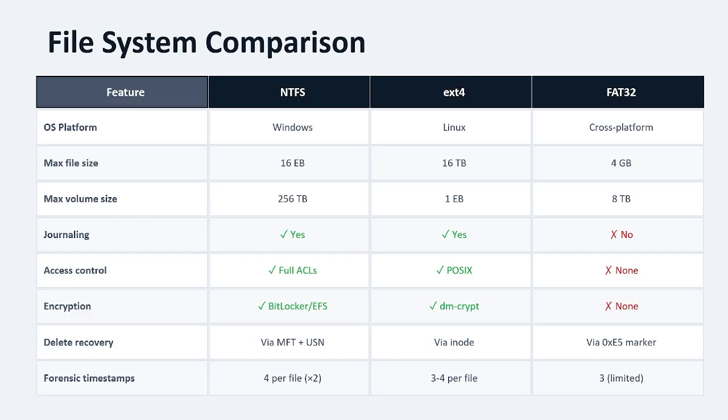FAT32 is the smallest of them because it has a 32-bit addressing scheme. It is very cross-platform.